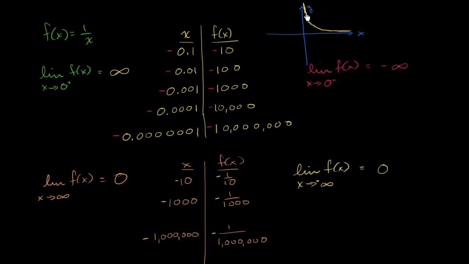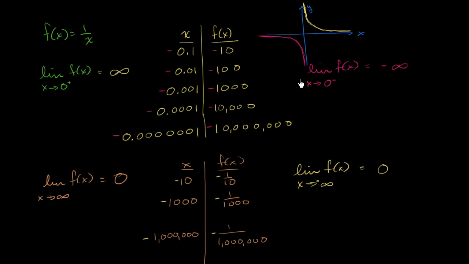It approaches 0. Similarly, if we approach x from the negative direction, right over here, we saw that f of x approaches negative infinity. So as x gets closer and closer to 0, our f of x gets more and more negative. And then as our x becomes more and more negative, we see that our function is approaching 0. It's approaching 0.